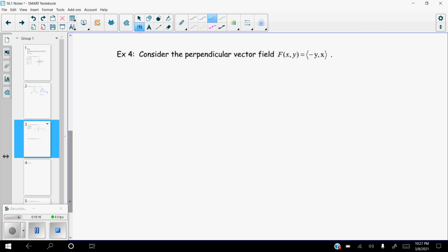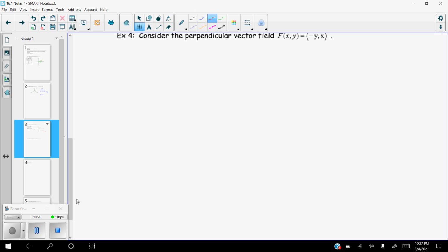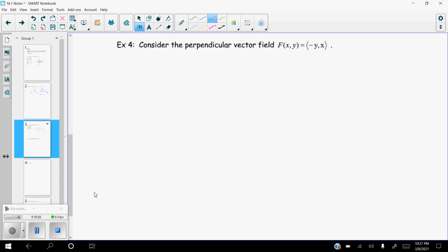The perpendicular vector field. I kind of hesitate to do this one completely, and hopefully you'll understand why. But it is important to know what the perpendicular vector field is. So again, we'll create a little bit of a chart. This is actually not one I'm going to completely finish. But the perpendicular vector field is -y, x.